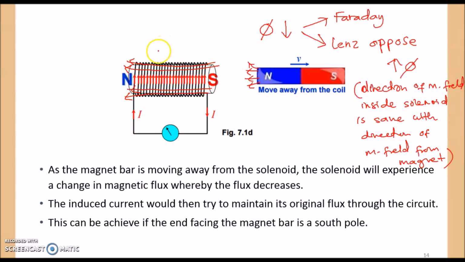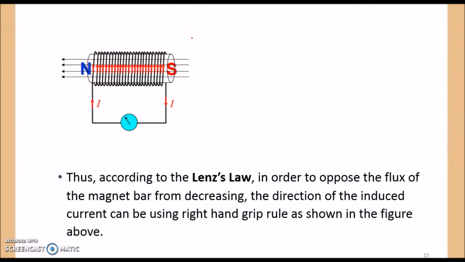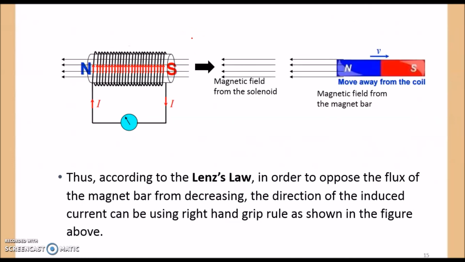Then we can use our right hand grip rule, okay, to determine the direction of induced current in the solenoid. So your thumb is the direction of north pole, and then the rest of your fingers will show the direction of induced current in the solenoid like this. Okay, this is another diagram to show the direction of magnetic field. Inside the solenoid, it has the same direction as the magnetic field from the bar magnet because we want to increase back the magnetic flux.